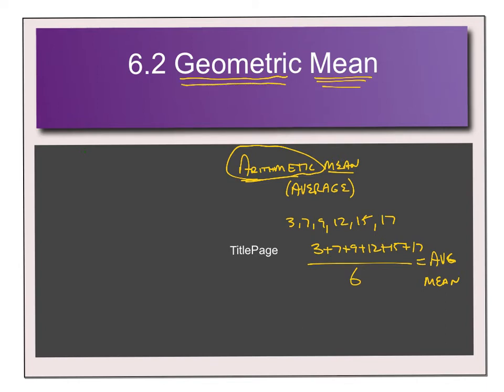Geometric mean fits into a different category, so it gets a little bit more complicated. So we'll talk about that, and then we'll talk about how that applies to right triangles, how that matches up. Just be aware that we're going to combine these two things together.